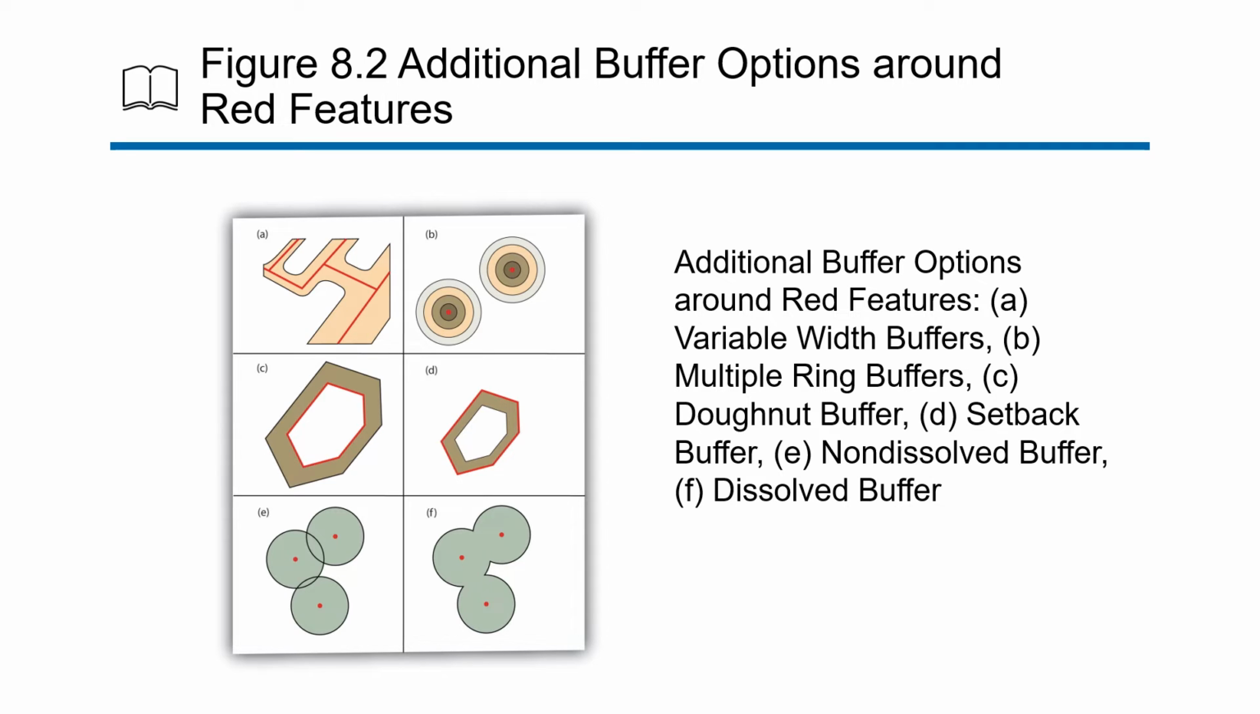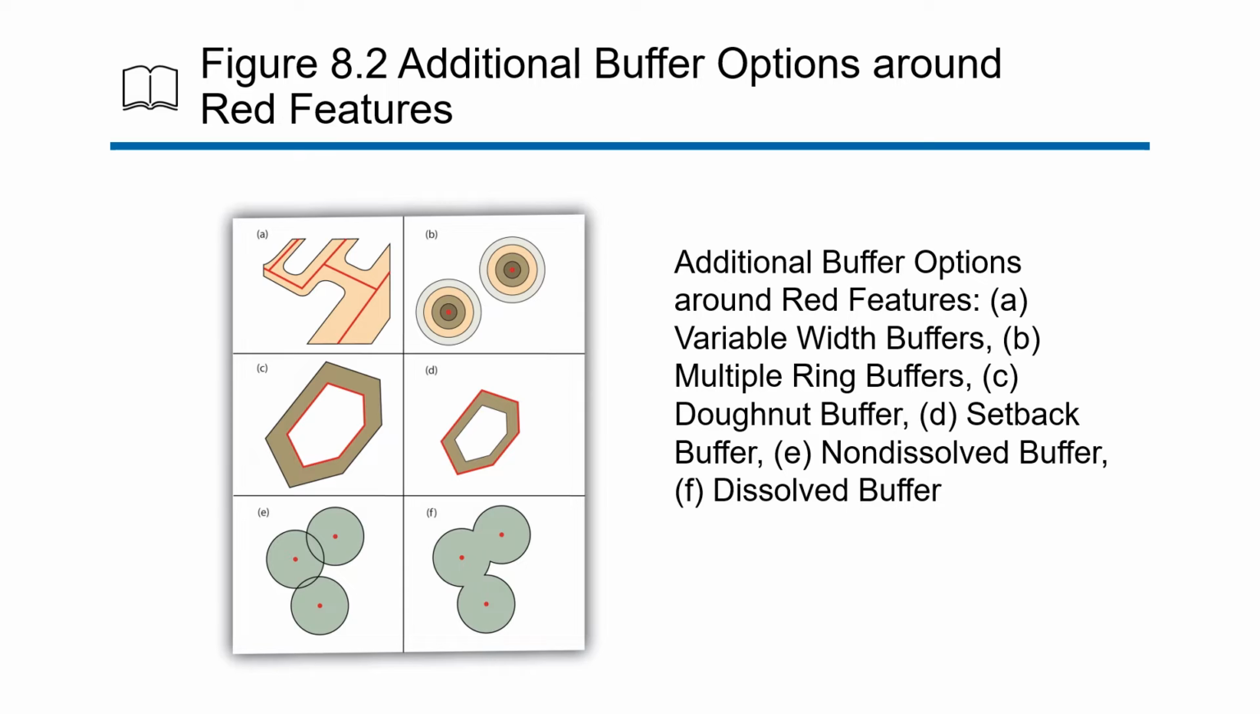B is those concentric rings, or a multiple ring buffer. C is a donut buffer. And what is a donut buffer? That is a buffer around the outside that does not include the inside. So the buffer is only exterior of the polygon. And then D is a setback. In other words, it's an inward facing buffer. It's a buffer that is on the inside of the polygon to a set distance.